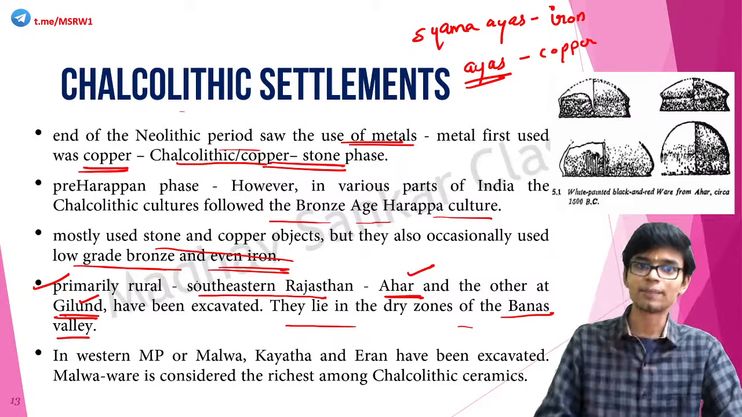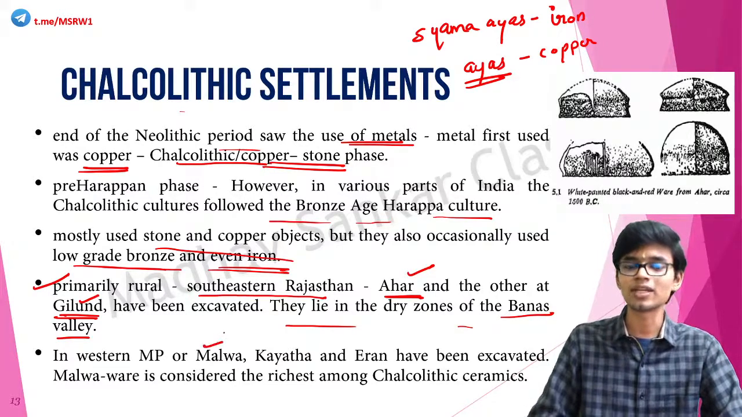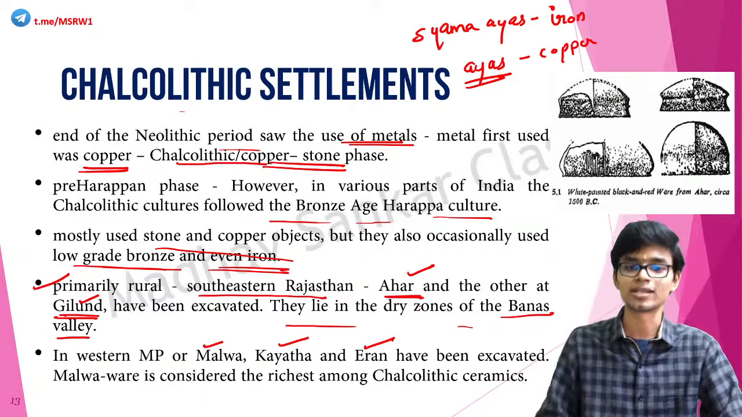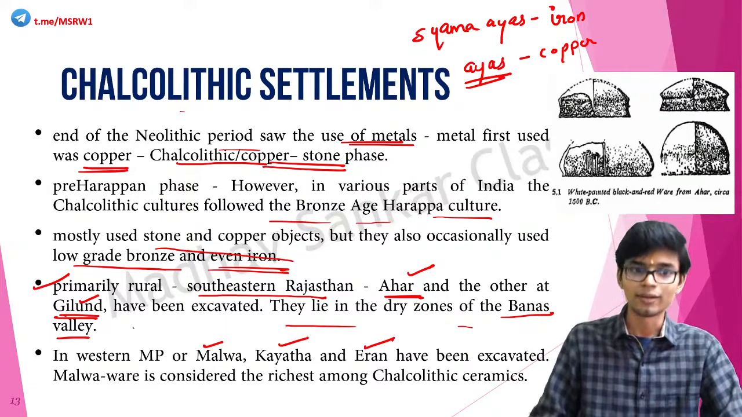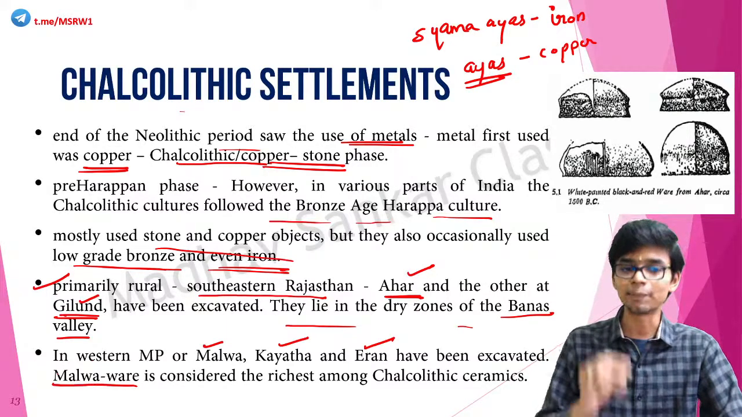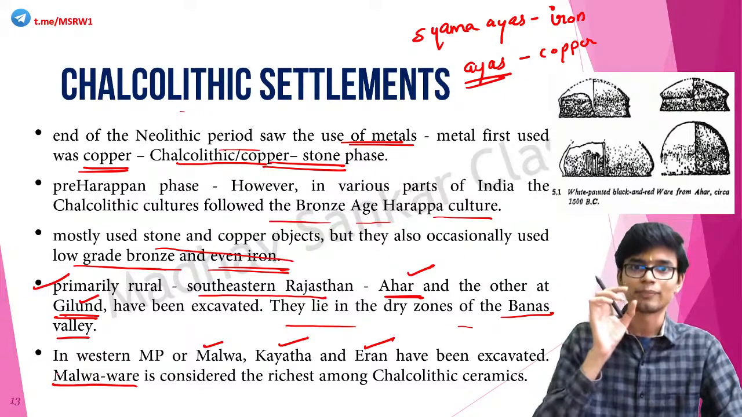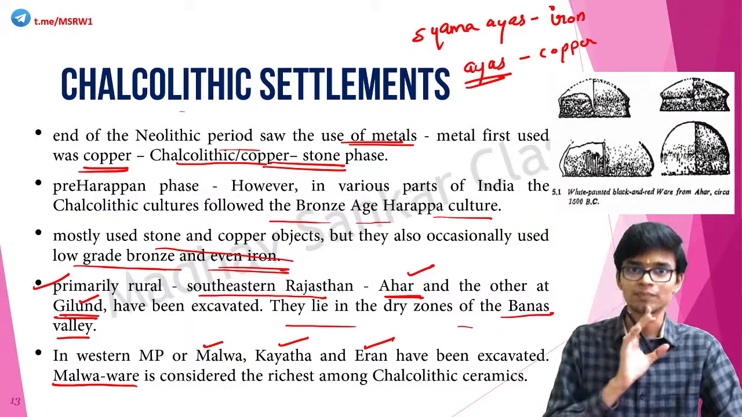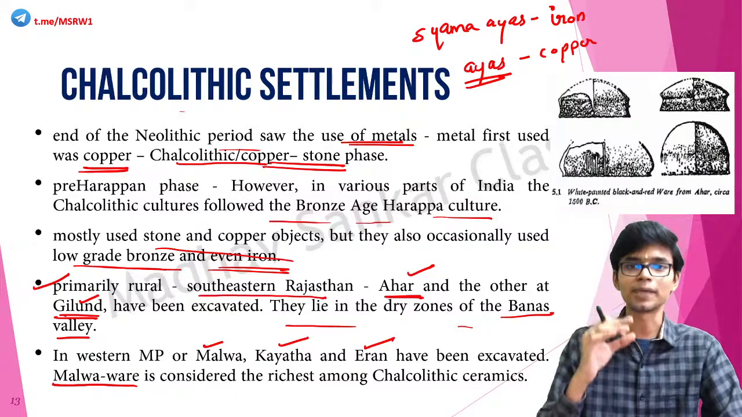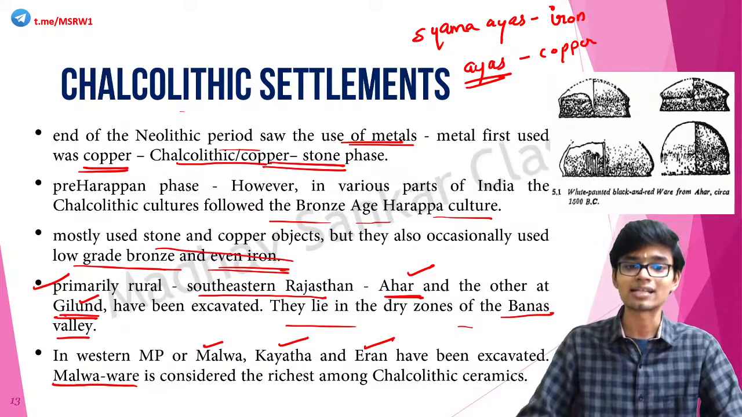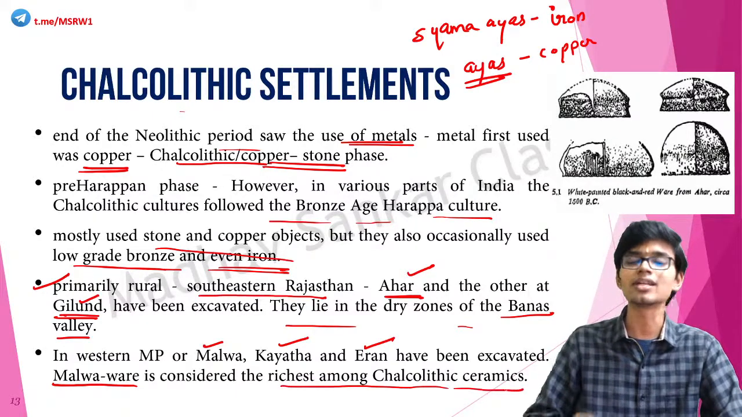In western Madhya Pradesh, or the Malwa region, we also come across some examples, in Kayatha and Eran. All these are Chalcolithic settlements. And Malwa ware is a typical ceramic pottery seen in the Malwa region. It belongs to the Chalcolithic period, and Malwa ware is considered the richest among the Chalcolithic ceramics.